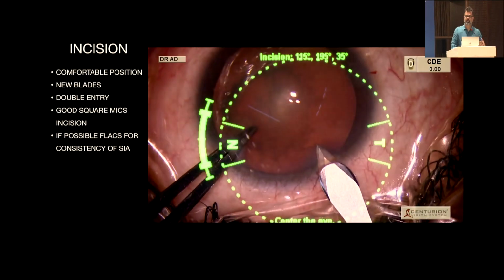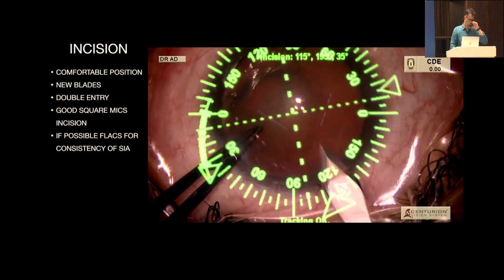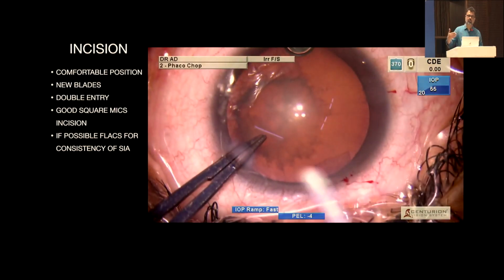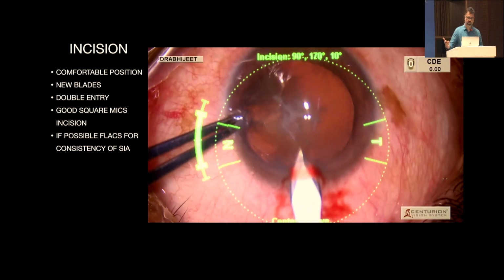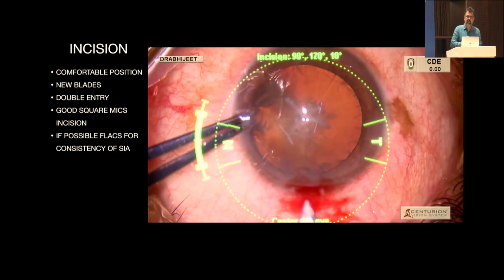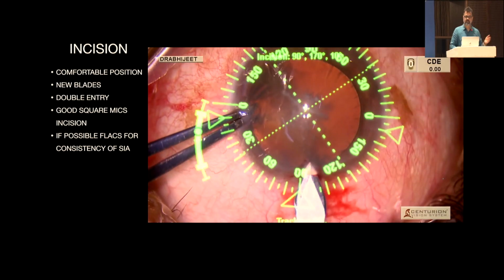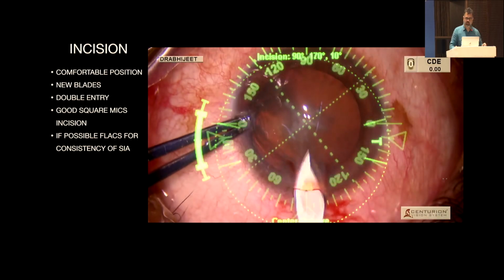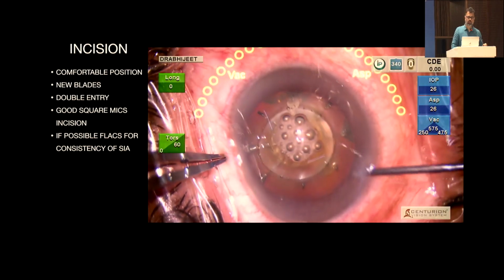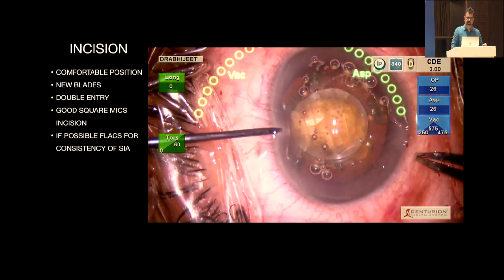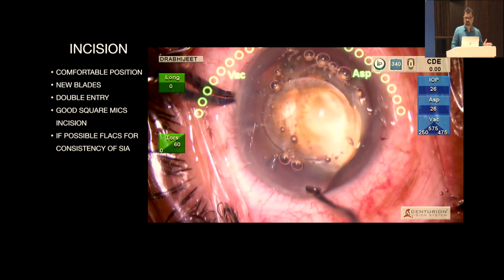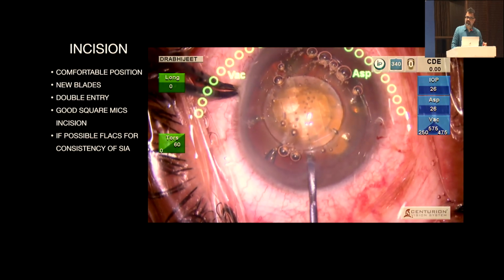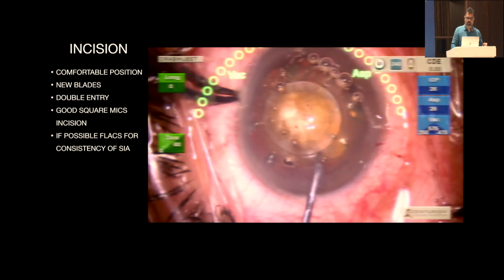So the incision, usually when you're planning as a surgeon, would be at a comfortable position. For me, for the right eyes, I go slightly on the right hand side, so it's not exactly at 180, and for the left eye, it's exactly at 0. So I make my position accordingly, and then we do the incisions. We have to be sure about not having double entries and having a good square incision to have a minimum SIA. If possible, Flax for the consistency of the SIA would be very welcome.